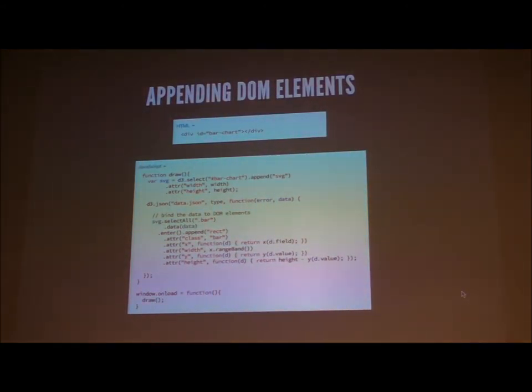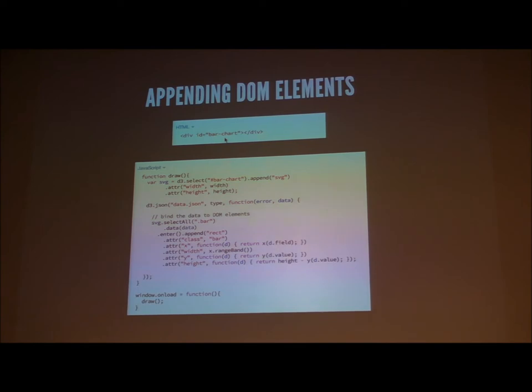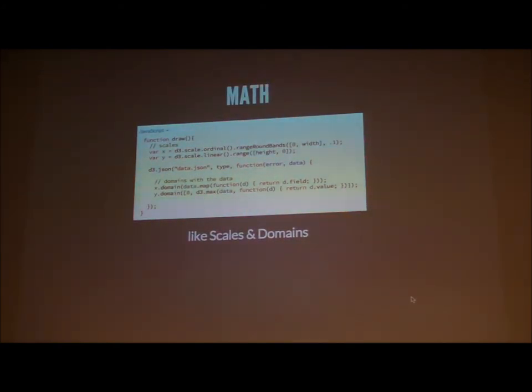And here's how you can append to the DOM in D3. You need to define a div tag with an ID, so you can find where you want to put your chart. In JavaScript, you need to wait until the document is loaded, and then D3 will get the data from the server, and once you get the data, it will render the chart into the DOM that you defined in HTML. D3 does the complicated math for scales and domains, so you don't have to worry about the math.